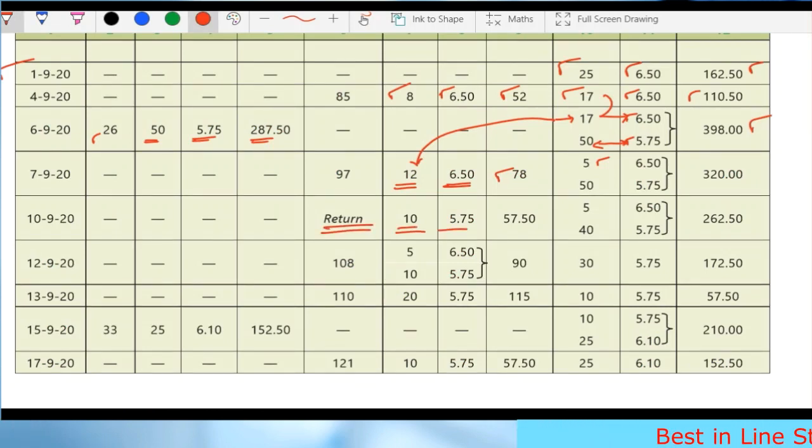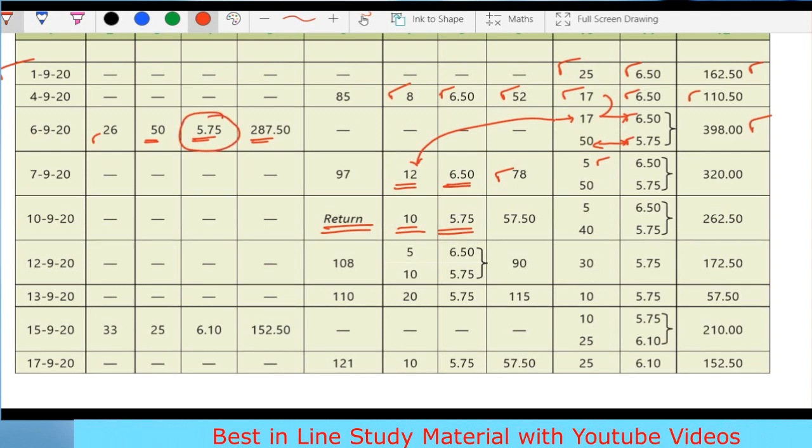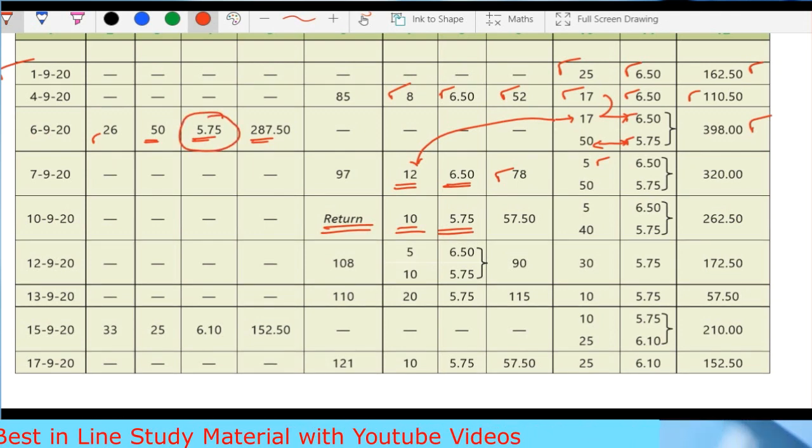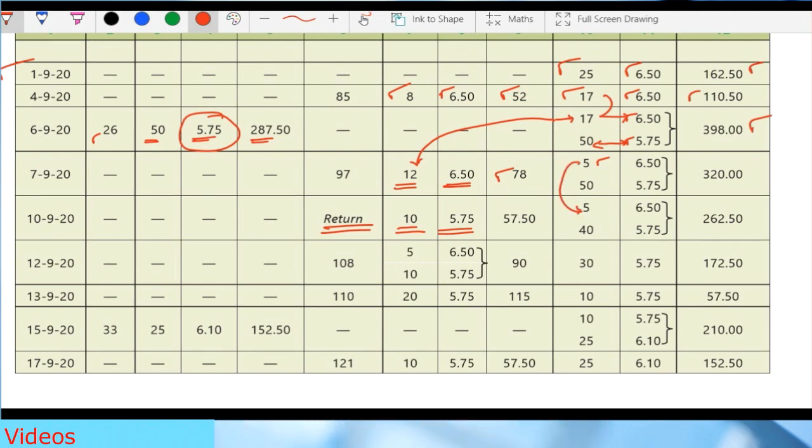Now, this is return of 10 units. Here the rate has to be the rate at which we have purchased it, 5.75, right? And what is the balance? Sir, these 5 units are intact. We have done nothing with these 5 units. But out of these 50 units, we have returned 10 units. So we have 40 units left in the store, right?